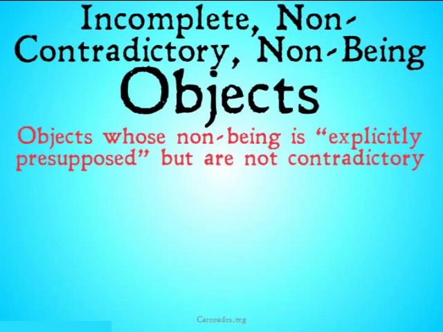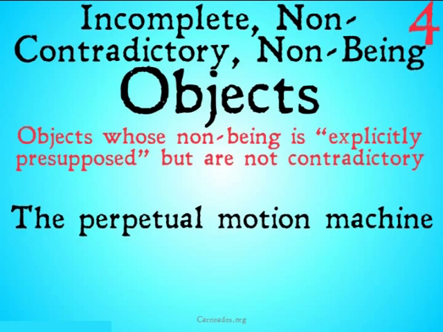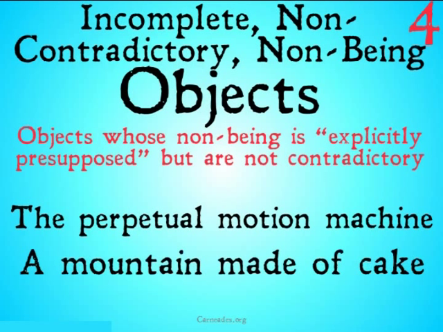Now, incomplete non-contradictory, non-being objects are not just incomplete objects. They have a lot of other things going on, and most specifically, they are objects whose non-being is explicitly presupposed, but they're not necessarily contradictory. A perpetual motion machine would be an example. The non-being of this is explicitly presupposed, but it's not contradictory. However, it's incomplete in that we don't know all of the properties that a perpetual motion machine would have.